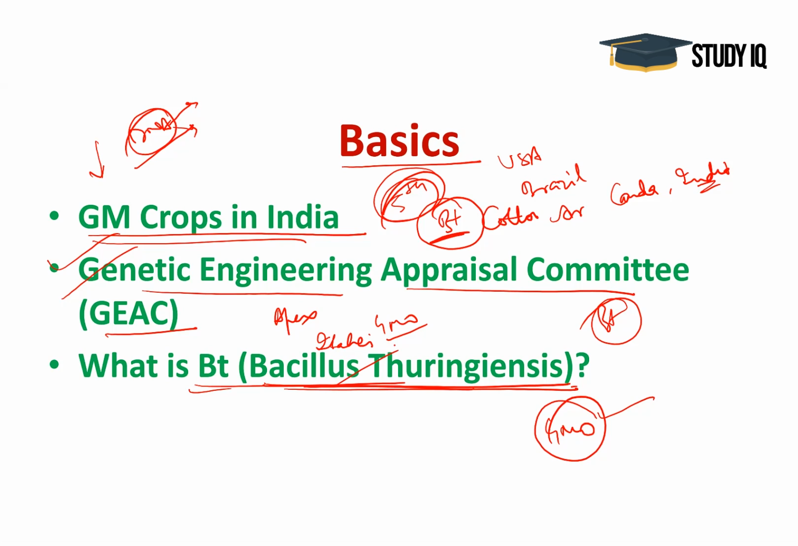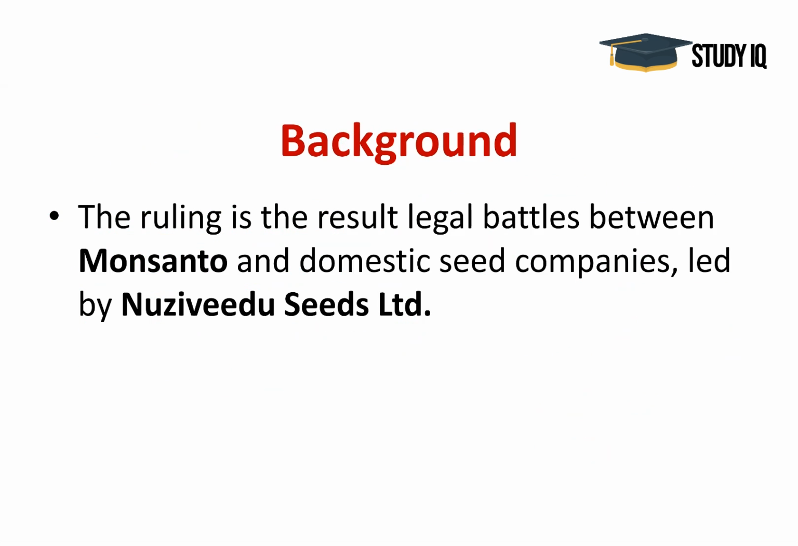Now when targeted insects eat the plant containing this particular protein produced by the bacillus, they ultimately die. But the impact of BT on humans and other animals is still being questioned. That is why whenever any new GM technology comes to India, there are a lot of apprehensions. Now let's move to the background of this news, where the Supreme Court has heard certain things.